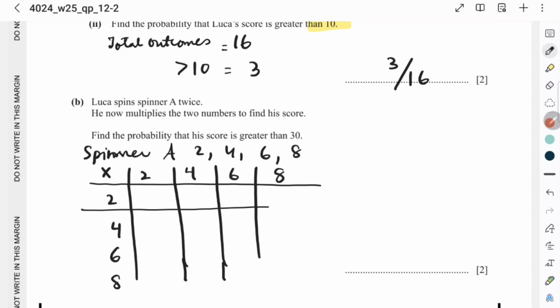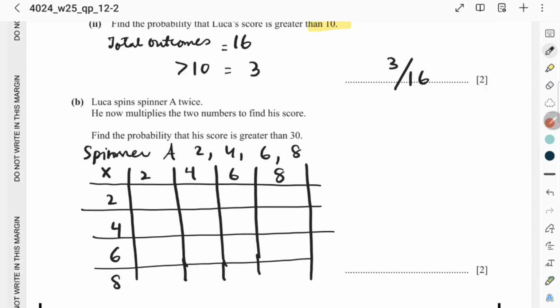Okay. Now multiply them. For example, the first time on the spinner it comes 2, and the second time again it's coming 2. Then 2 times 2 is 4. First time on the spinner it was 2, the second time on the spinner it is 4. Then after multiplication, you will get 8. Like this. Okay. Now 2 times 6 is 12, and then 2 times 8 is 16.